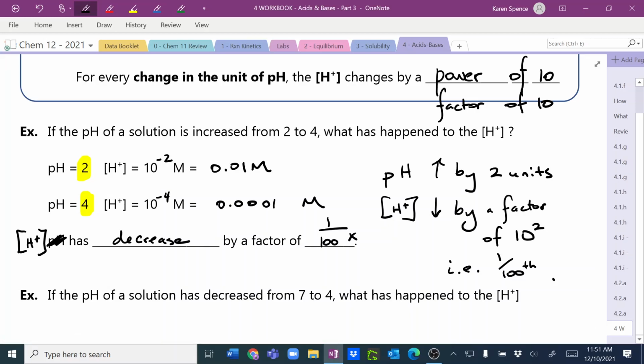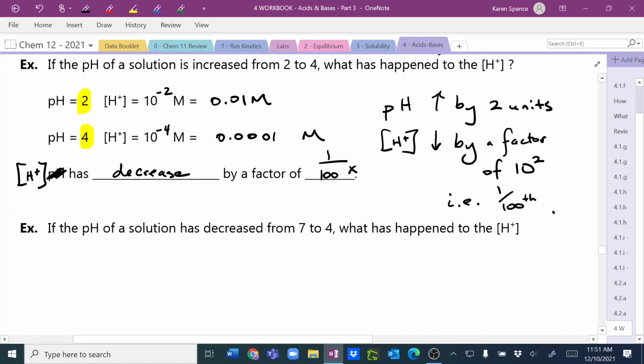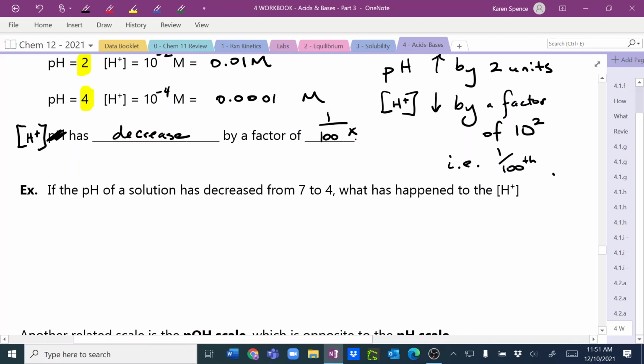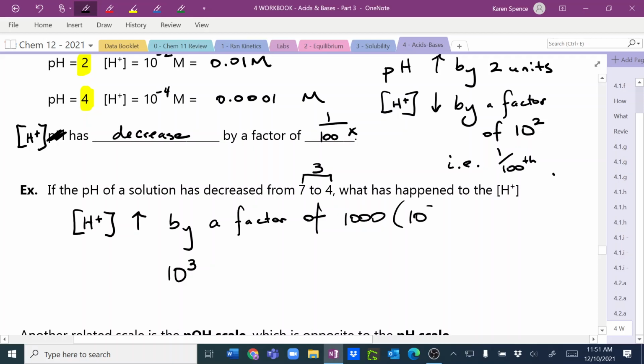So what if the pH of a solution decreased from 7 to 4? What happened to our hydrogen ion concentration? First of all, is hydrogen going up or down? Hydrogen increased, by a factor of 10 to the power of 3, because the difference here is 3. When you're asked a question like that, in general, you won't be asked to show your work. Usually it'll be a multiple choice question, so don't worry too much about showing your work. So it's 1,000 times or 10 to the 3 times.